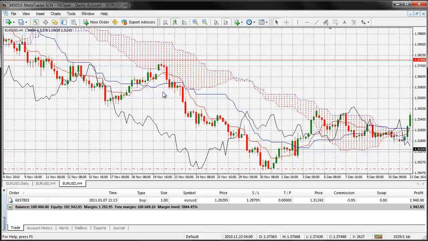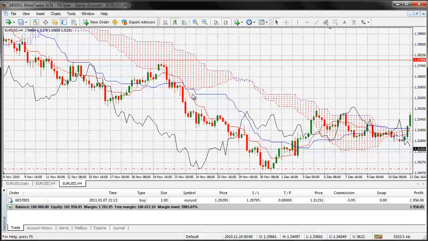Here we have a section right here, and we can see that the currency prices, the candles, are actually below the red and the blue line. You can see that the point where they crossed over was right here. Now it's very, very important. I want you to take note of this.